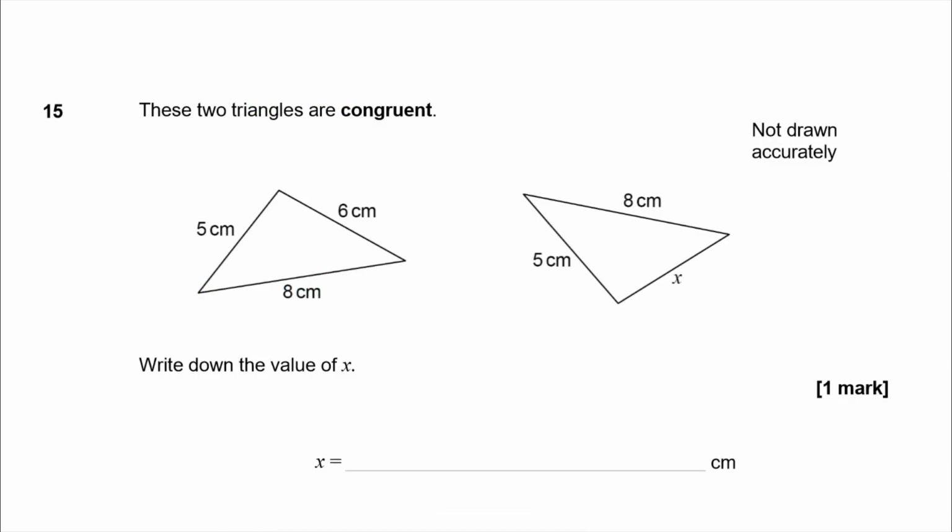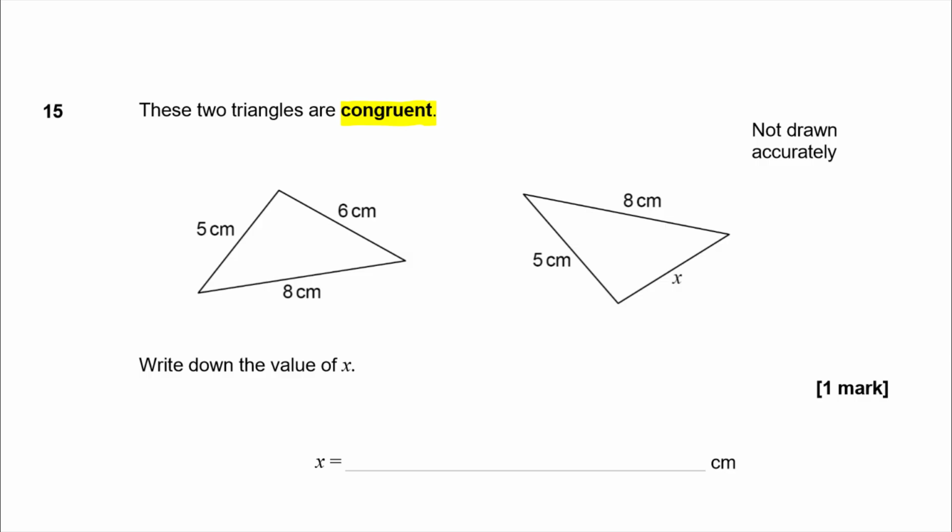Question 15. These two triangles are congruent. Now, congruent in maths is a very particular word. It means they're exactly the same shape and exactly the same size. So that means all the angles are the same and all the sides are the same. Write down the value of x.